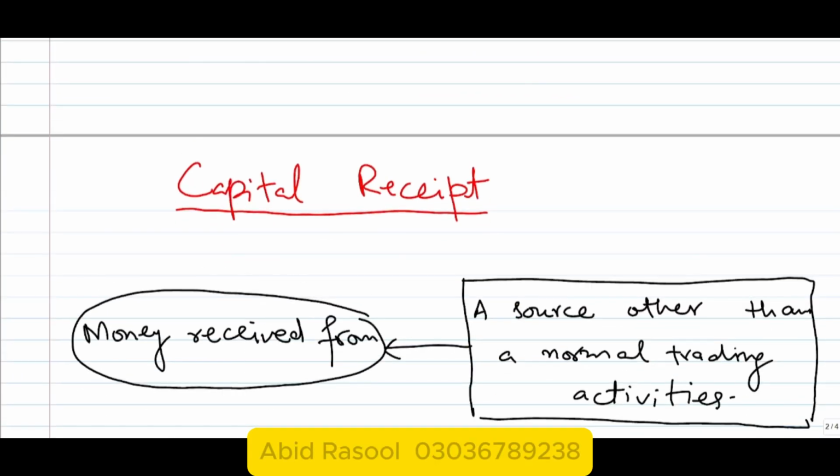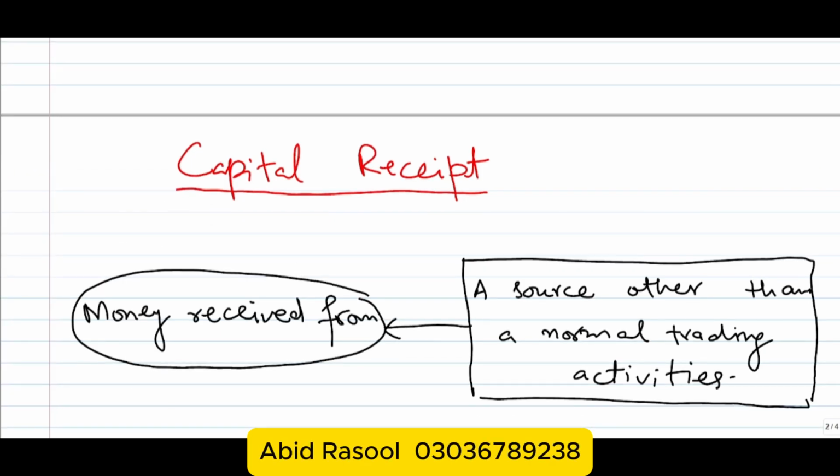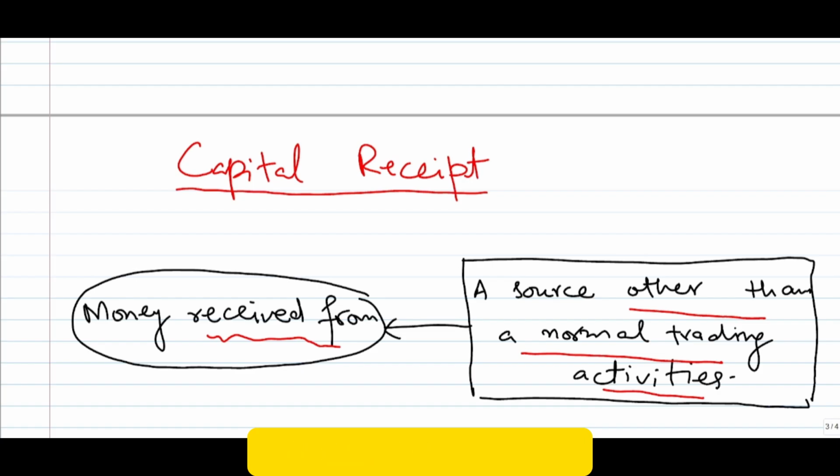Now we move to the capital receipts. Now we are on the receiving side. Money received from a source other than a normal trading activity. For example, we have a factory making biscuits. If we sell the biscuits, it is our normal trading activity, so the money coming from selling biscuits is not a capital receipt.